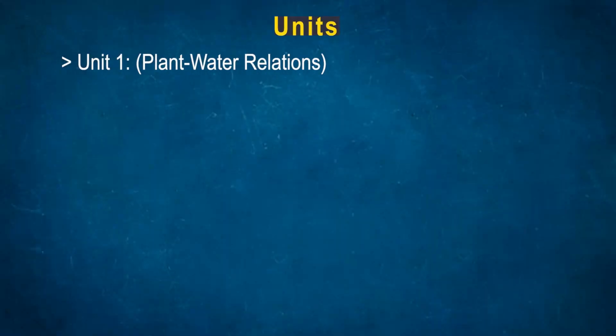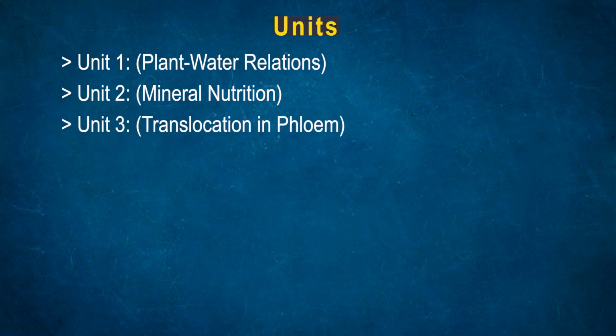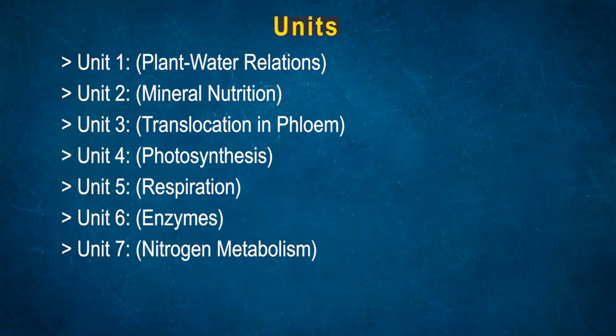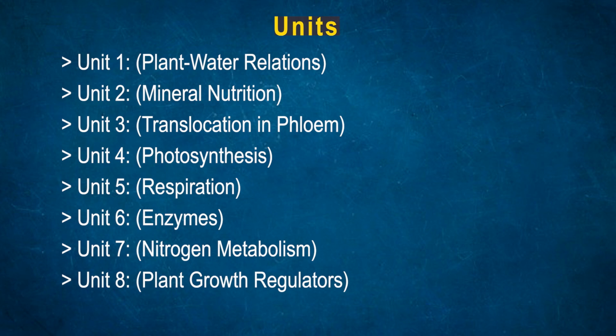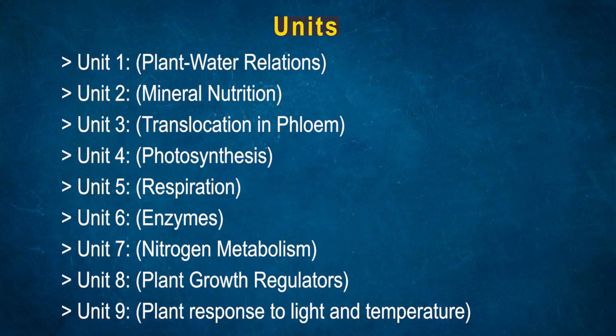Unit 1, plant-water relations. Unit 2, mineral nutrition. Unit 3, translocation in phloem. Unit 4, photosynthesis, a very important thing for plants. Unit 5, respiration. Unit 6, enzymes. Unit 7, nitrogen metabolism. Unit 8, plant growth regulators, as well as Unit 9, plant response to light and temperature.